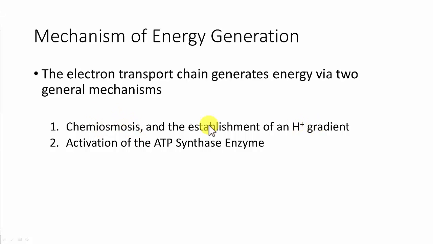So chemiosmosis involves the establishment of an H+ gradient. I'll explain that further. That's the first step. It's essentially building up pressure in the form of a chemical. Next, then, that pressure of that chemical gradient is going to activate this pretty amazing enzyme called ATP synthase. ATP synthase essentially does all the work. This thing right here is one of the wonders of the world, in my opinion. A very amazing little enzyme complex that generates ATP by being fueled by chemiosmosis.